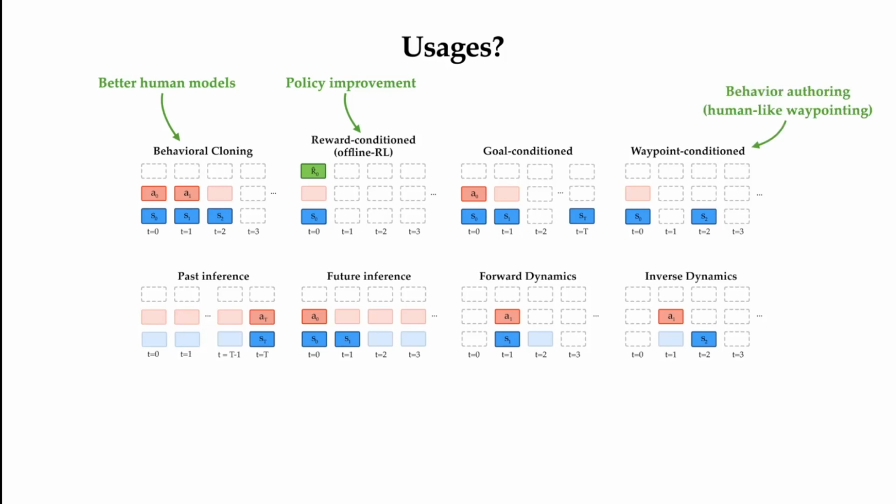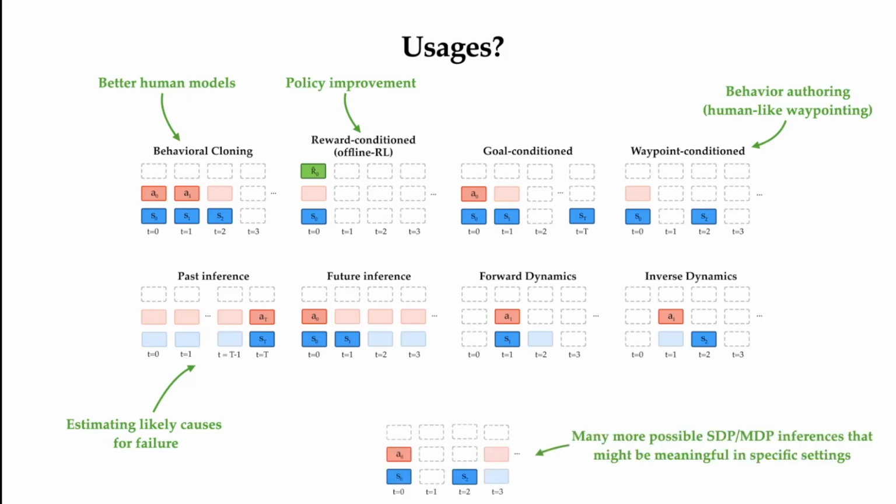Waypoint conditioning could be used for doing behavior offerings, so kind of like creating human-like waypoint condition trajectories. Potentially past inference could be used to estimate likely causes of failure: if you condition on failures at the last time step and try to infer what the likely causes of those failures were. But many more tasks, or many more inferences, can be represented, and they might be useful in the specific application that one is working on.